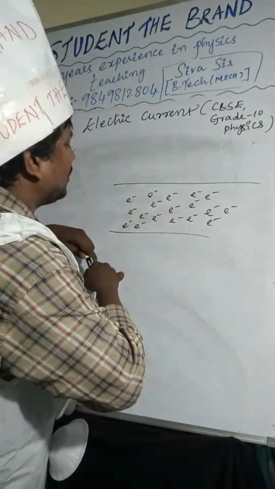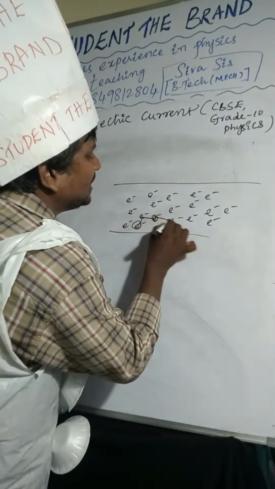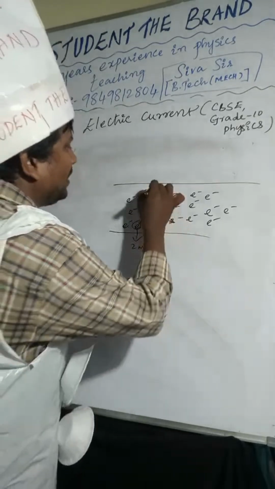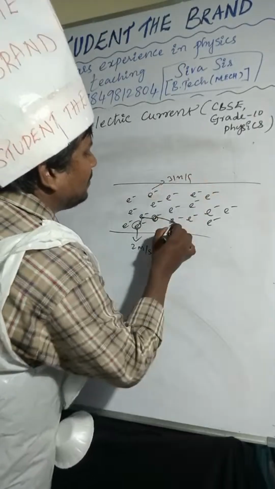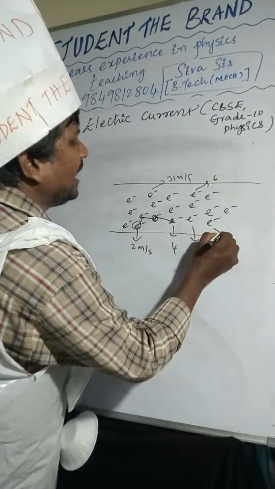This electron will hit another electron. Suppose this electron is moving at 2 meter per second, another at 3, 4, 5, 6, 8 meter per second.